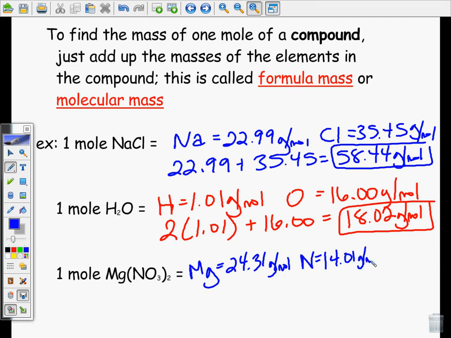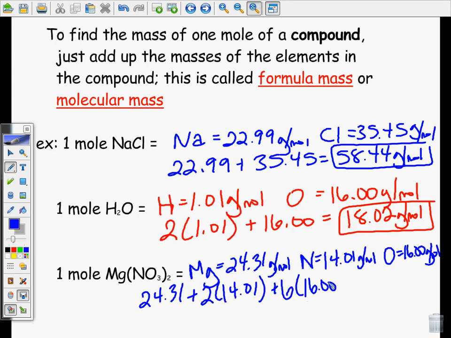14.01. And then we already did oxygen. Oxygen was 16.00, or 15.999, but it rounds up to 16.00. So when I add them together, I've got 1 magnesium, 2 nitrogen, so I'm multiplying it by 2, and 6 of the oxygens. Now, I do the other ones in my head. This one I cannot do in my head. Use my calculator. I get 148.33. Of course.